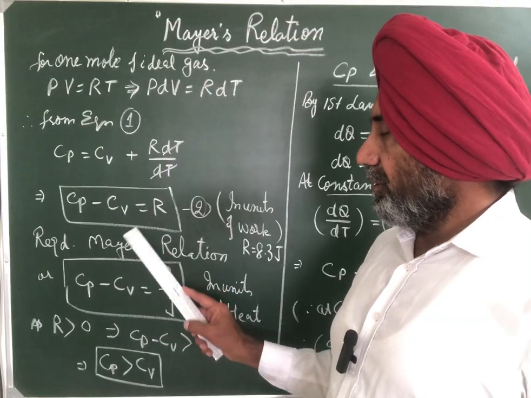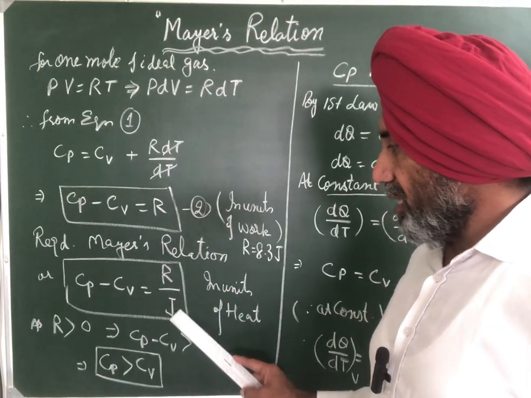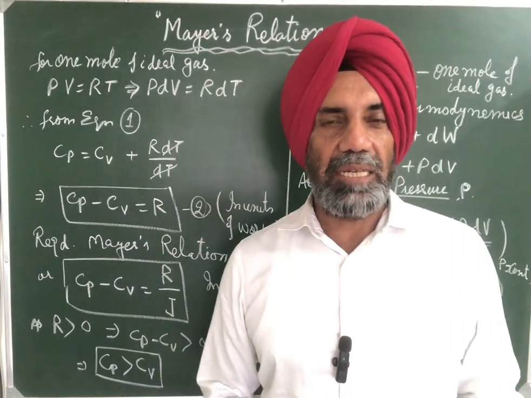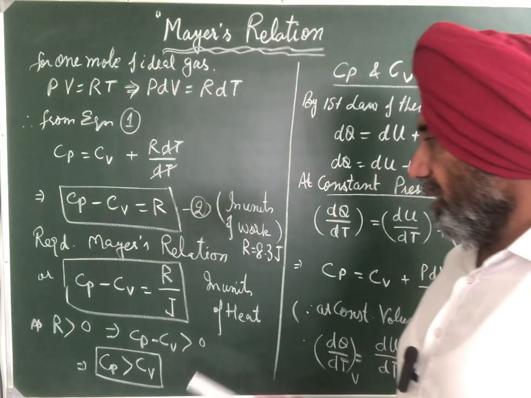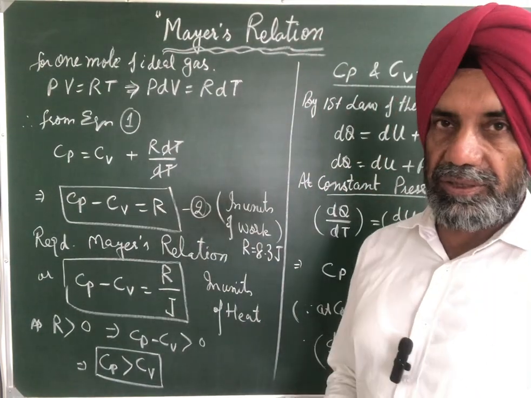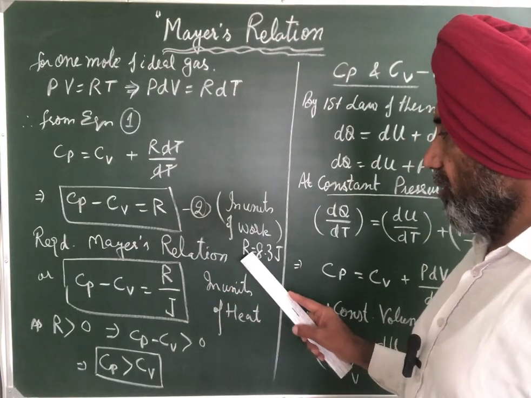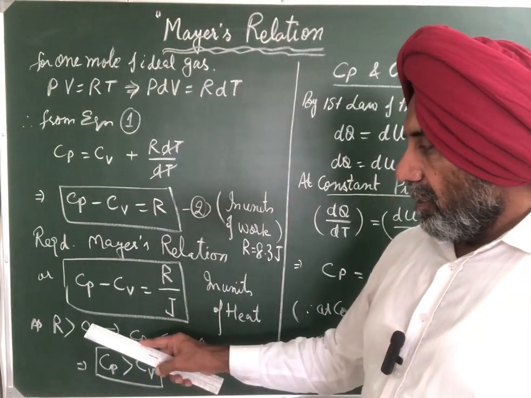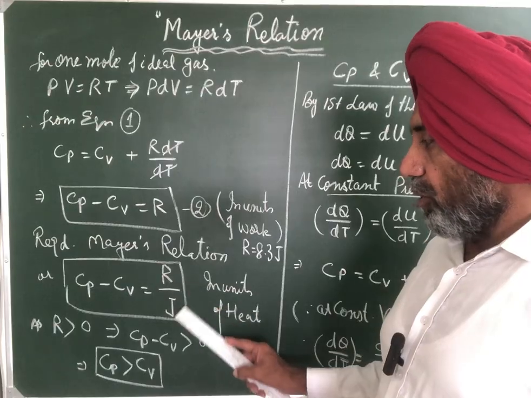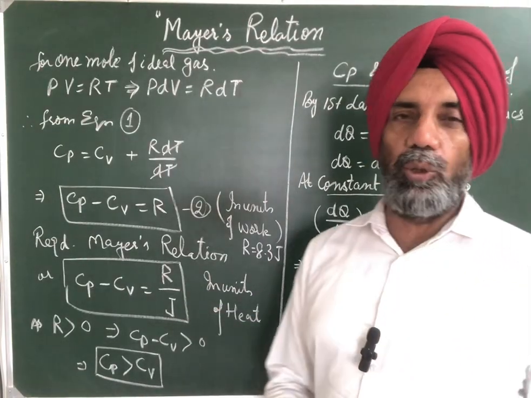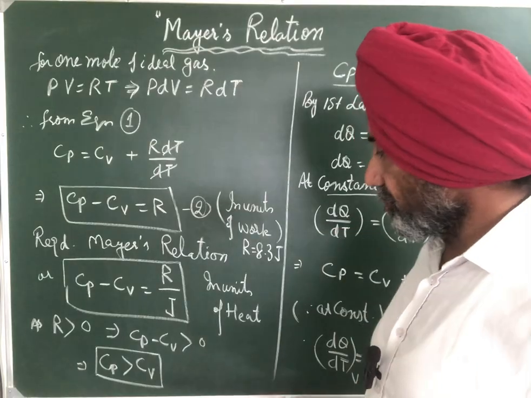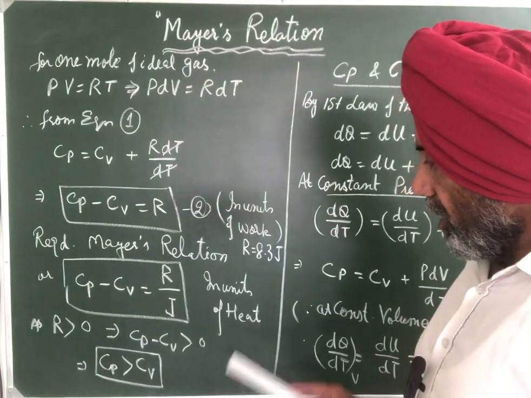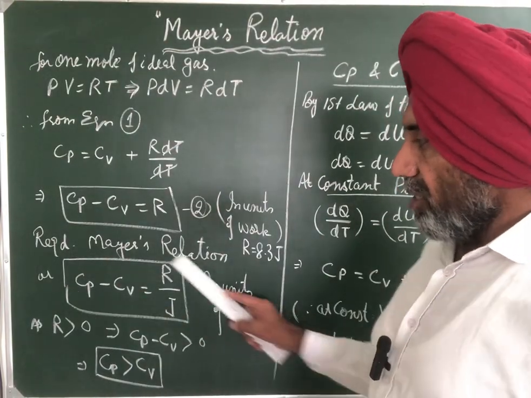If we divide R by J, this gives Cp minus Cv equal to R upon J. So this gives Mayer's relation in units of heat. When Cp and Cv are measured in calories, the gas constant value is R equal to 8.3 joule, whereas R upon J will be approximately 2 calories, because J is equal to 4.2 joule and is called Joule's mechanical equivalent of heat. So this is the required Mayer's relation.